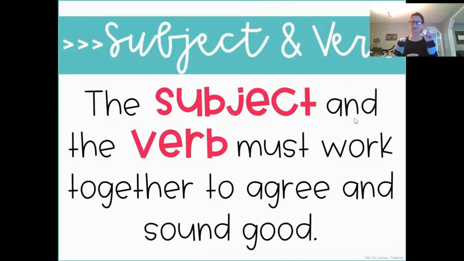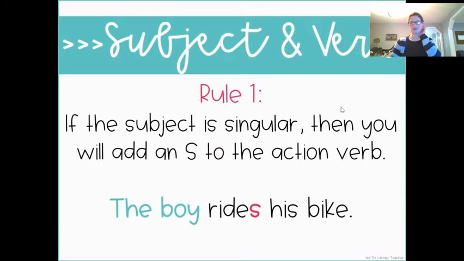And the way that we make sure that the subject agrees with the verb is we think about whether there's just one subject that the sentence is about or whether there's more than one. So here's rule number one. If the subject is singular, then you will add an S to the action verb. Now you might be thinking, what does singular mean? But maybe you've noticed that singular sounds like single, and single means one. So that means if there is one thing or person that the sentence is about, then you're going to add an S to the action verb in the sentence.